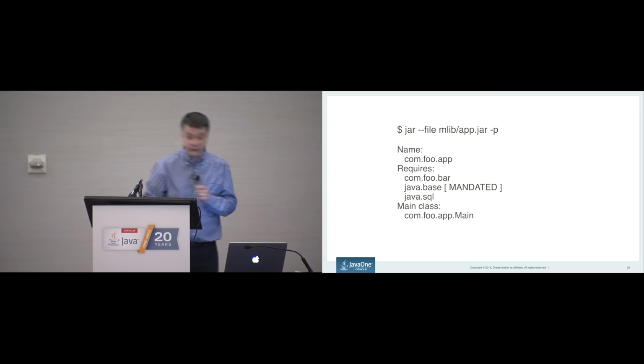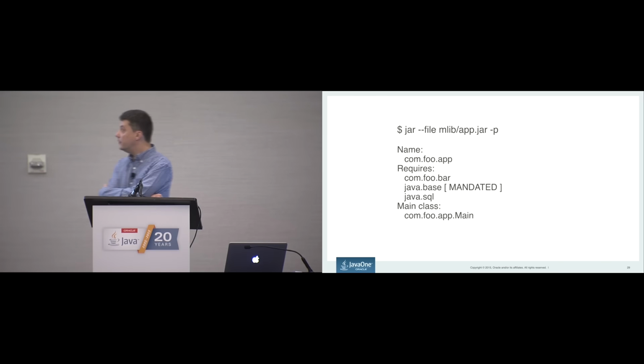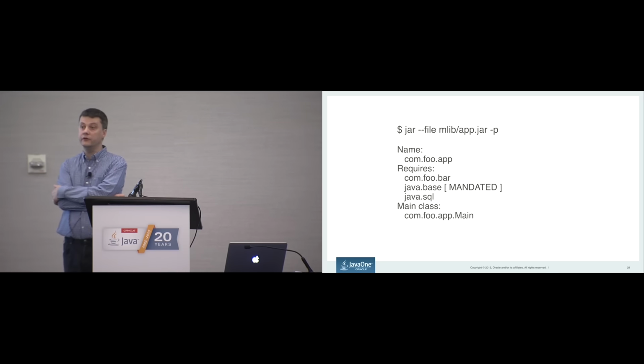Let's look at a modular jar. There is a print module descriptor option, or the shortened version of that is -p, where I can look at the jar file and understand what its dependencies are. I can understand what it exports. Because for this example, I've packaged up the main application, it doesn't actually export anything. It's the libraries that it depends on that export some API packages.